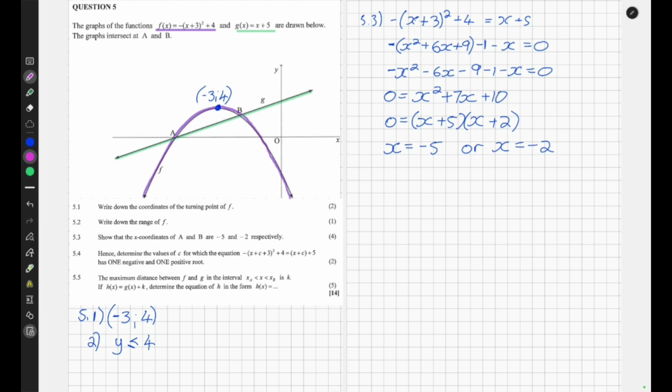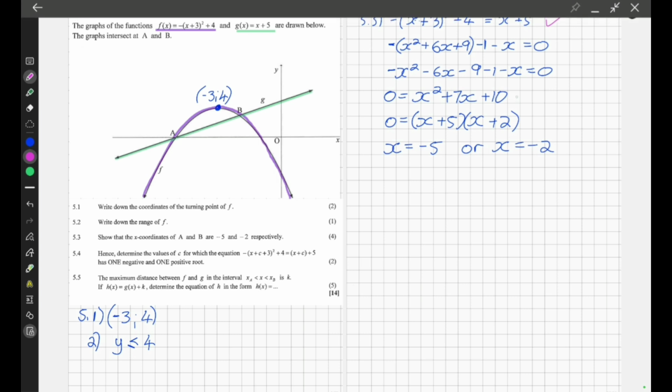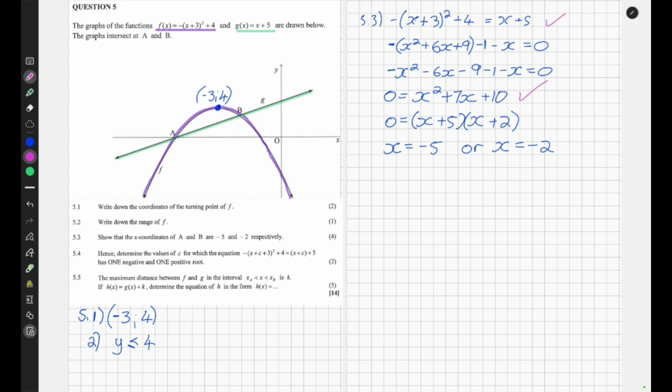So the 4 marks in this question you'll get for putting them equal to each other, getting your trinomial, and then because they gave you the answers, they're actually not going to give you a mark for the answers. So for the brackets and the simplification, you're going to get your other marks.